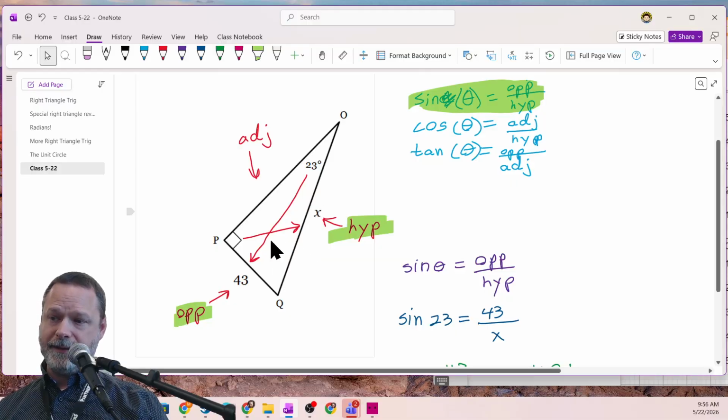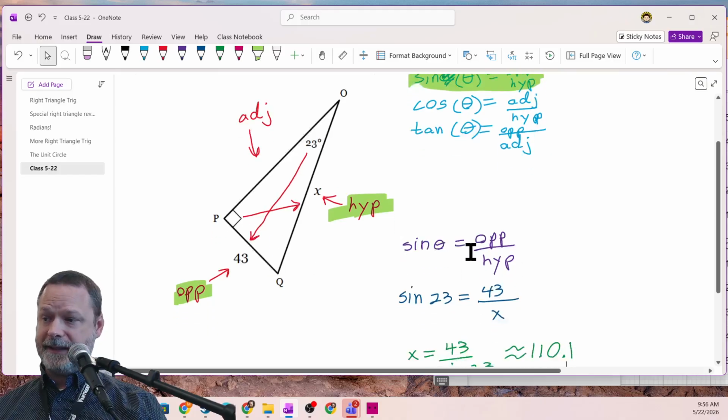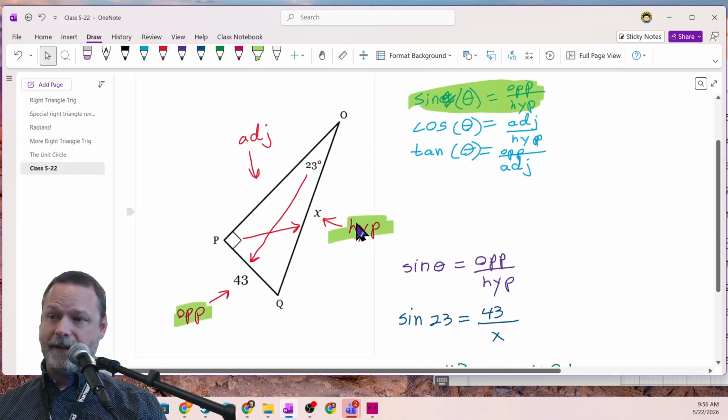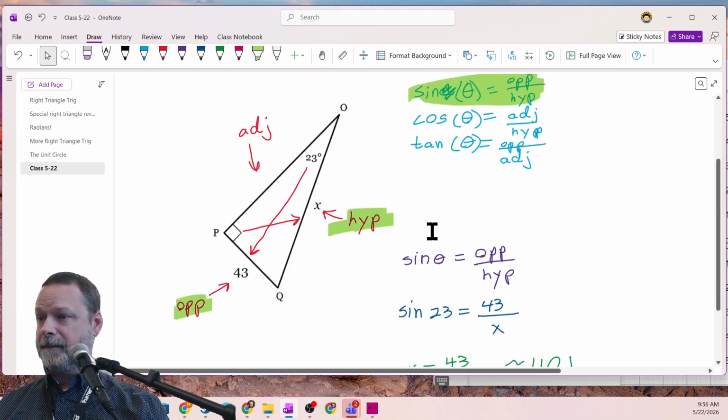Hypotenuse is the largest. 23 is pretty small. This other side would have to be 67, right? That's about 3 times the size of this angle. So this side is probably about 3 times the size of this side. Or maybe not exactly 3, but you get the gist. It's going to be a lot bigger.